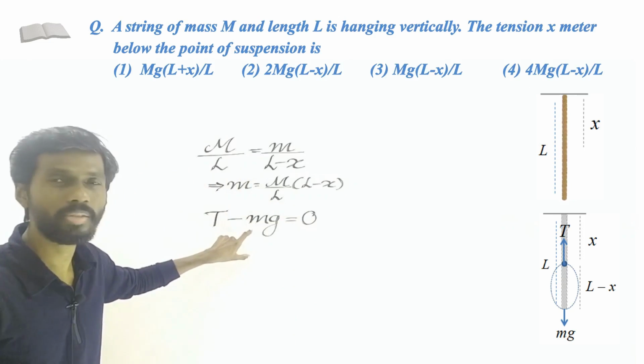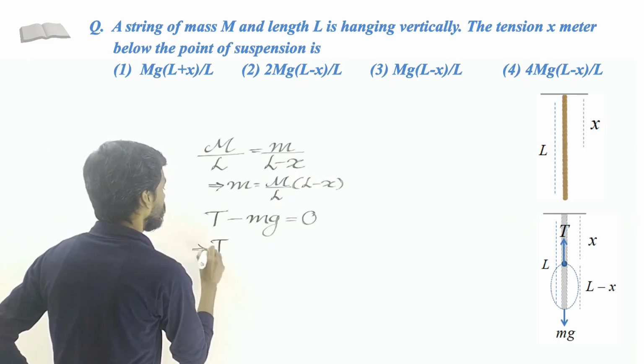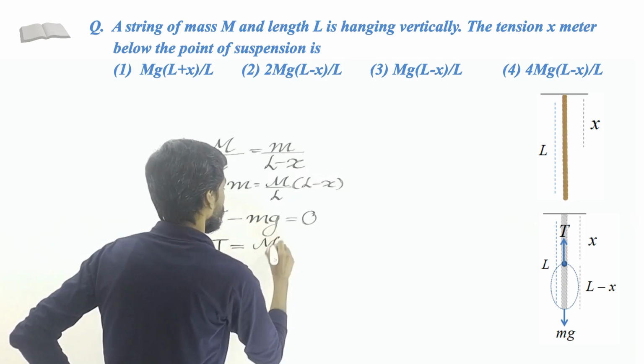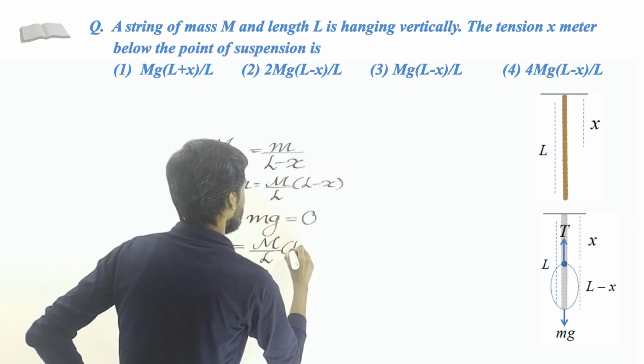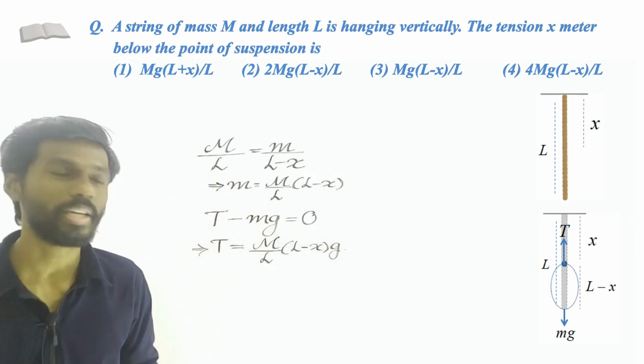Now we can substitute this value of m to get the tension. That's all. Our required T equals mg, and m is found here. So T equals M divided by L multiplied by (L minus x) multiplied by g. That is our required answer.